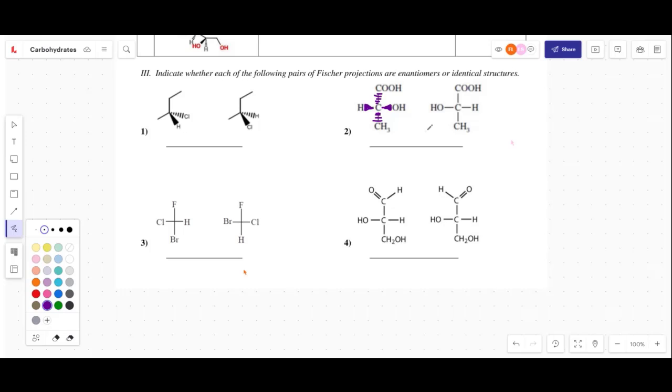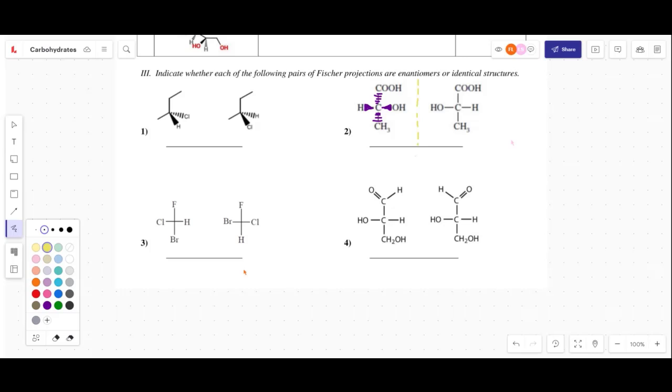All right. So if I look at this, the two compounds here for number 2, are they mirror images of one another? Yes. And one of the ways you can tell is to draw a line of symmetry right across the middle. Is one a reflection of the other? Are they mirror images of one another? Yes, they are.